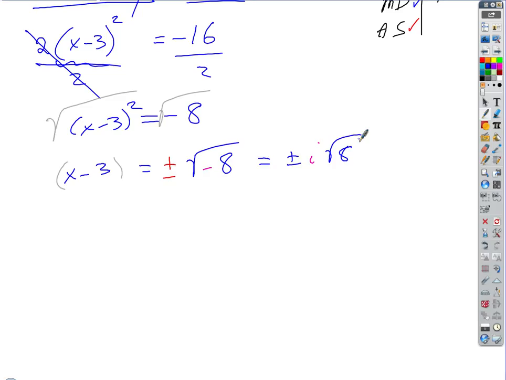Can that be simplified? It can, can't it? What's a perfect square that divides evenly into 8? 4. Good. So I could break this up into the square root of 4 times the square root of 2. And what's the square root of 4? 2, right? So I could make this plus or minus i times 2 radical 2.